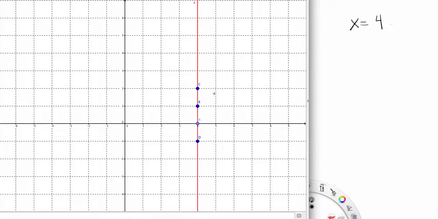Now, I just want to point out, it's not necessary for me to graph all these points, because I actually know, and when I do the y, I'll show you what I mean. I don't need to plot every single point. Okay, so we have that done right there. Now, let's do another problem. Let's do this.